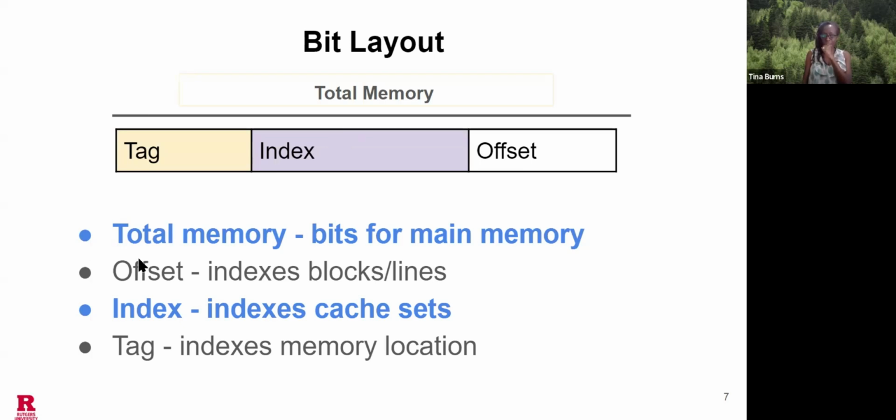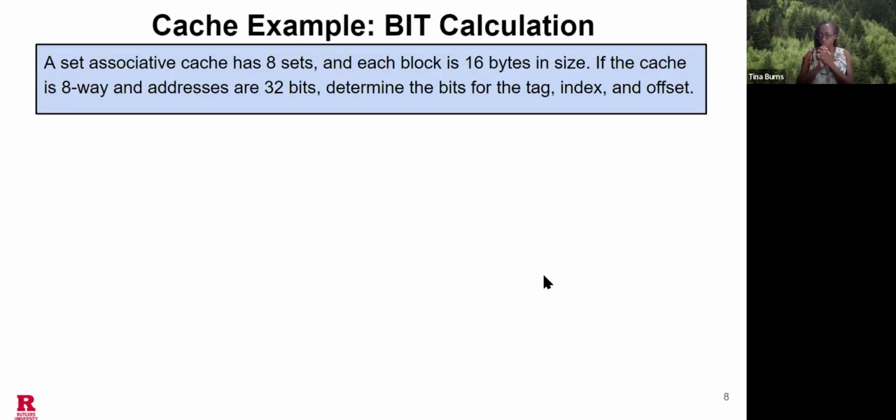Let's go ahead and look at an example. All right. So let's say we have a set associative cache with 8 sets, and each block is 16 bytes in size. It's an 8-way cache, and the addresses are 32 bits. Now we need to determine what bits are needed for the tag, the index, and the offset.